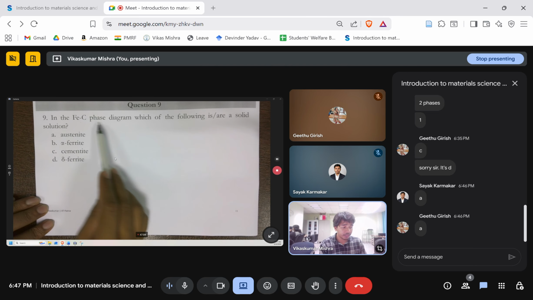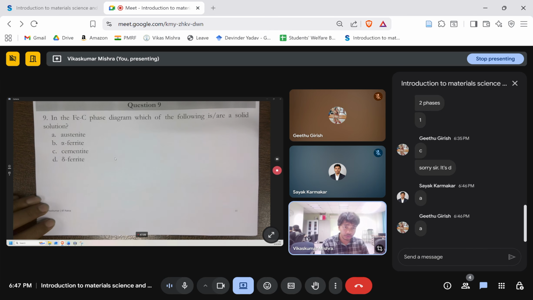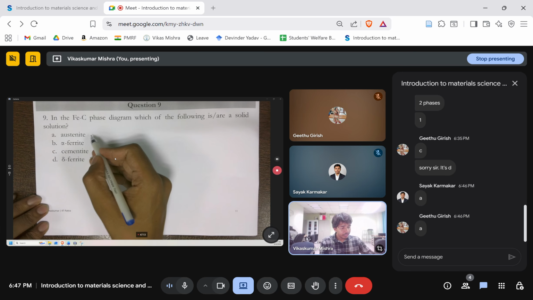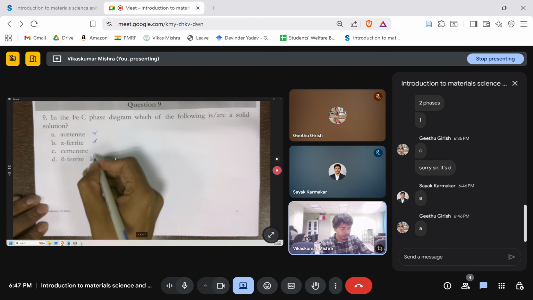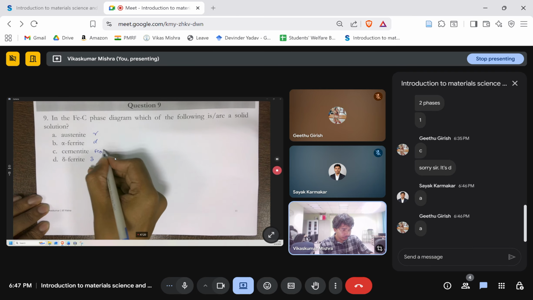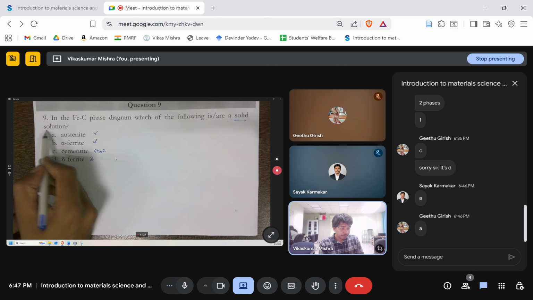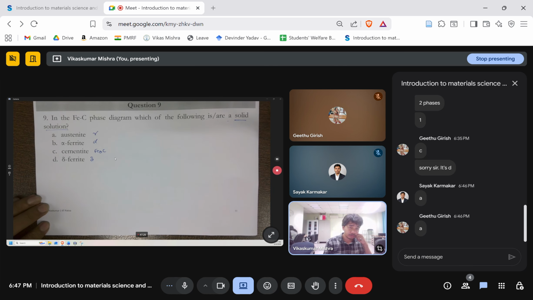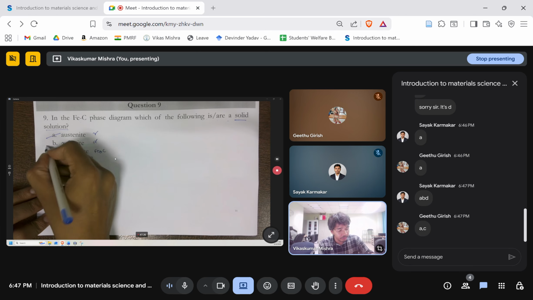In the iron carbon phase diagram, which of the following is/are a solid solution? We have austenite, represented by gamma, this is alpha ferrite, this is delta ferrite, and this is cementite, Fe3C. Among these, which are the solid solutions? This is the question. Any answer? Can anyone tell? A, B, and D. Very good, Sankar. It's options A, B, and D.